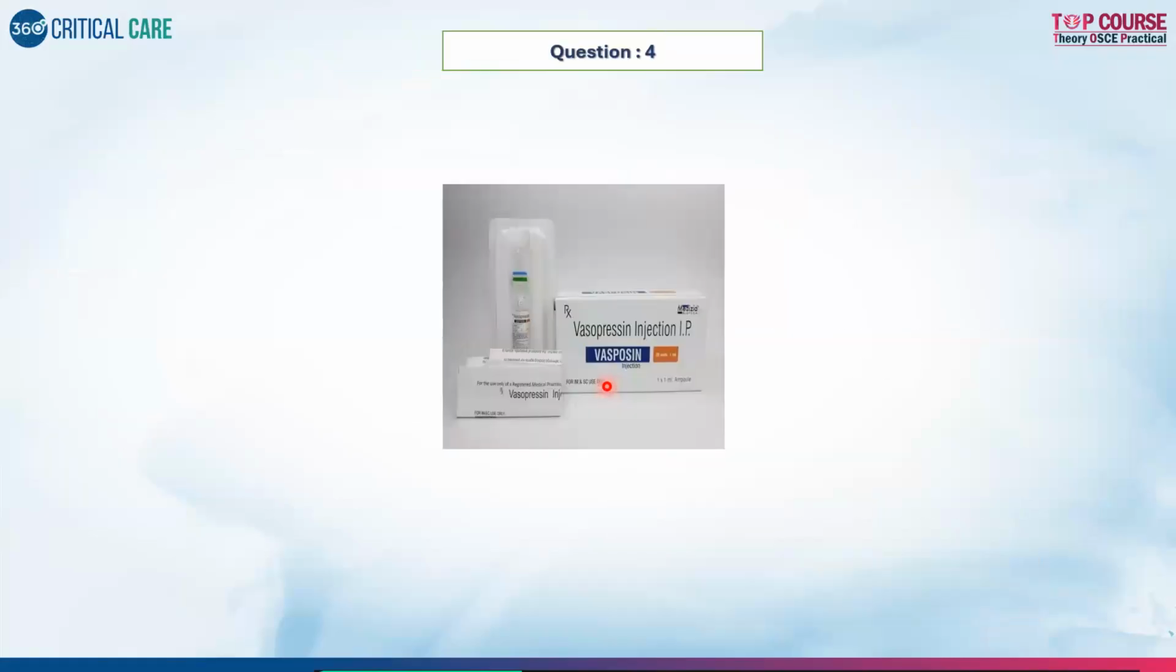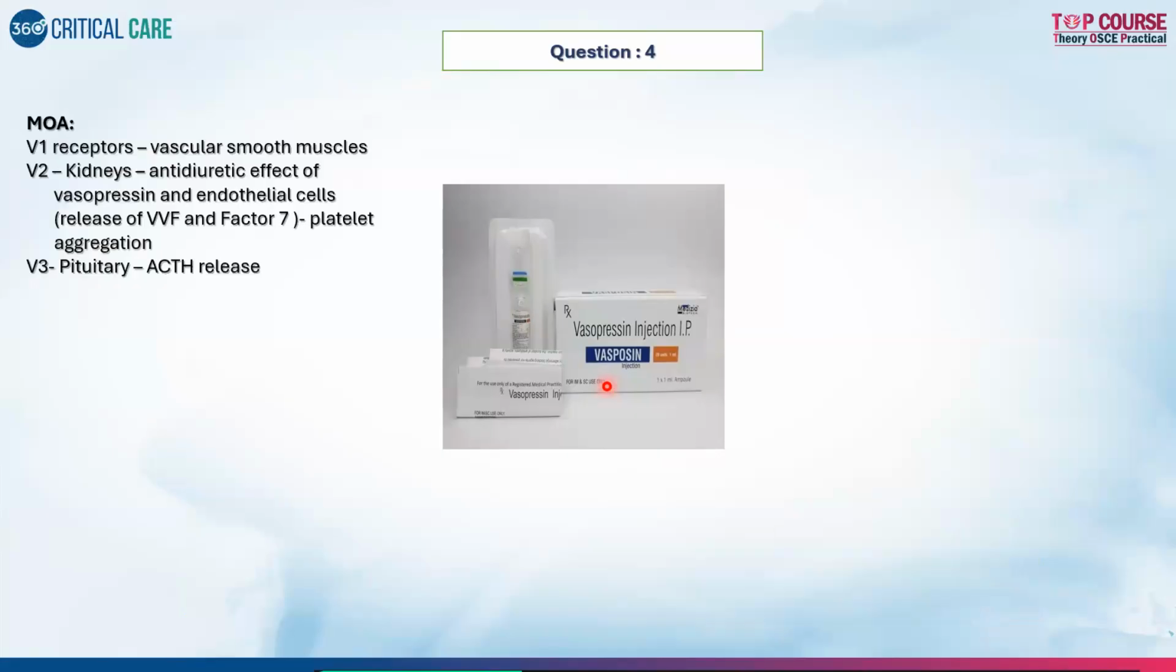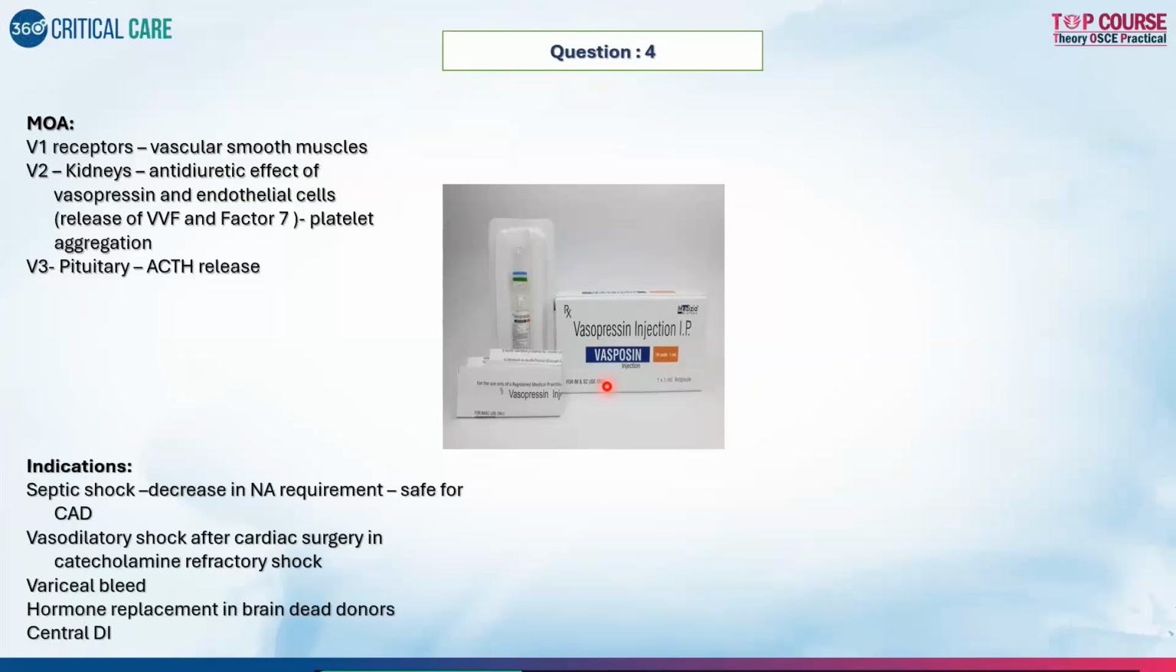Vasopressin. So when you're asked in the exam, you have to first mention that this is an ampule of vasopressin injection, which is a vasopressor whose mechanism of action is on V1 receptor, resulting in action on the vascular smooth muscles. It has an antidiuretic effect secondary to V2 receptors, and it also causes ACTH release by acting on the V3 receptors. Indication: septic shock. It decreases the noradrenaline requirement. Vasodilatory shock after a cardiac surgery.